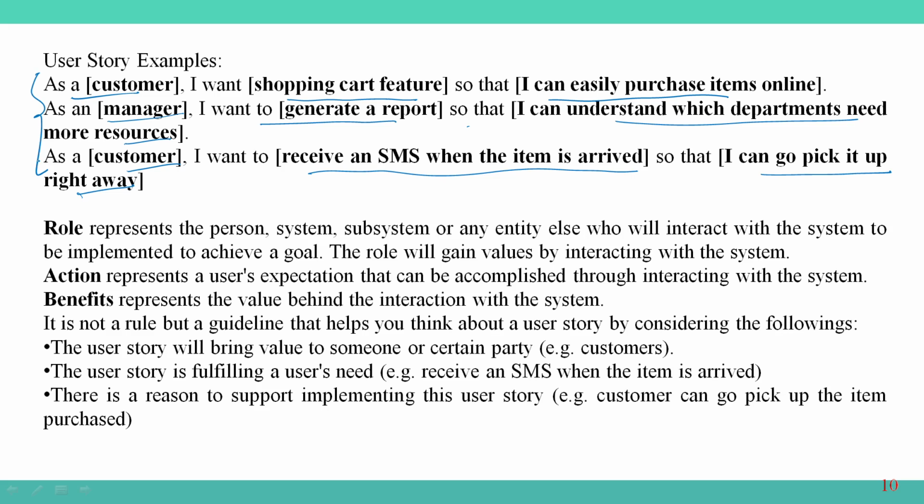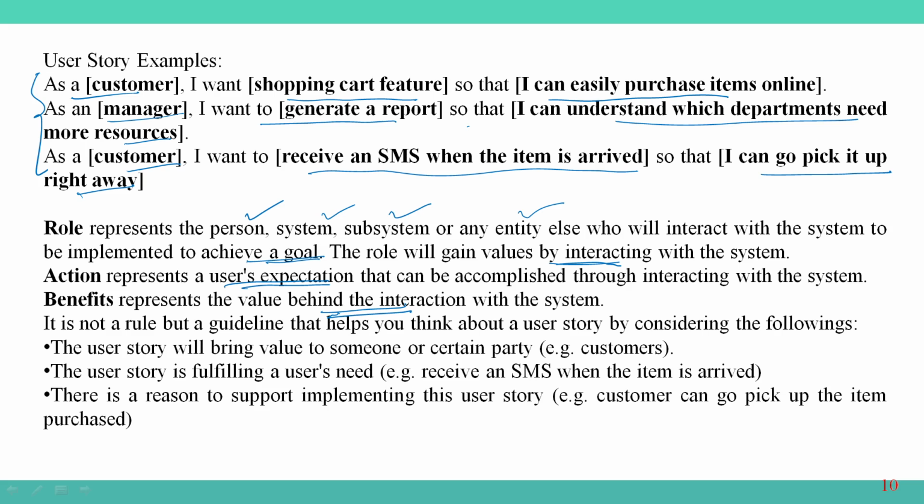The role represents the person, system, subsystem, or any entity who will be interacting with the system to be implemented to achieve a goal. The role will gain value by interacting with the system. The action represents the user's expectations, what the user expects from the system, and the benefit represents the value behind the interaction with the system. What is the value the user is getting?